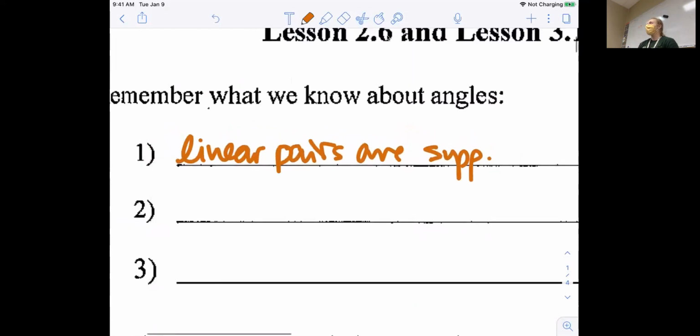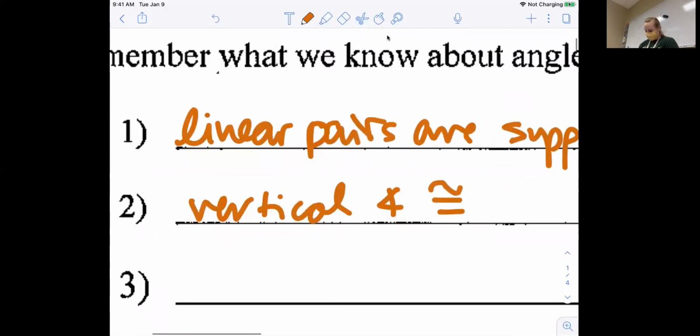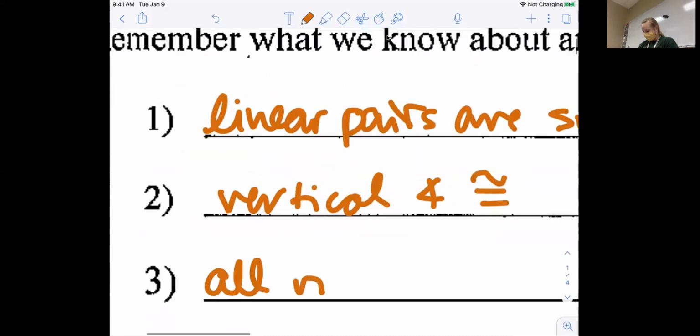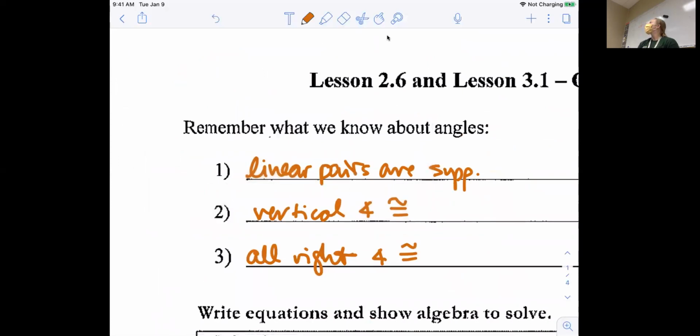All right, I heard someone say vertical angles. What do we know about vertical angles? They're congruent. The next one is kind of an oh duh sentence. It is: all right angles are congruent. Oh duh. All right angles are congruent.